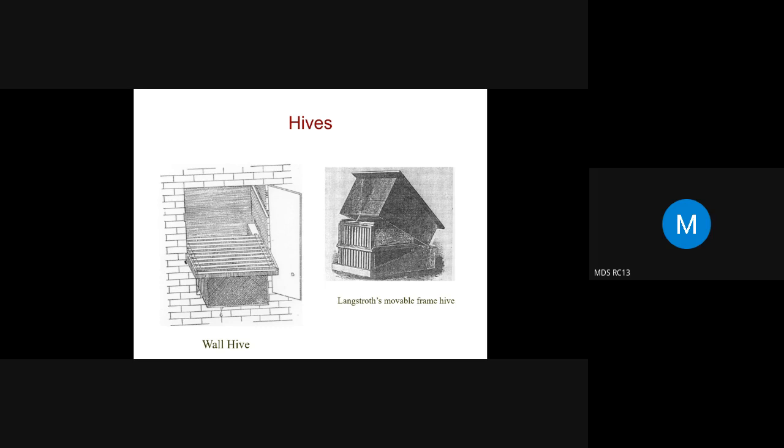And Langstroth's movable frame hive was the second, in the picture you are seeing. This was one of the revolutions, because it was very easy to manage bees in hives with these kinds of movable frames.